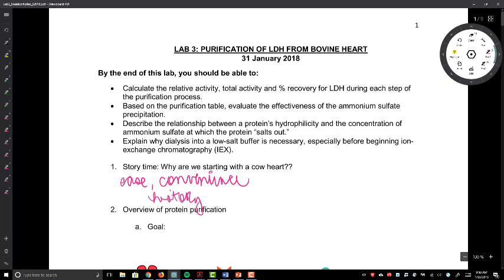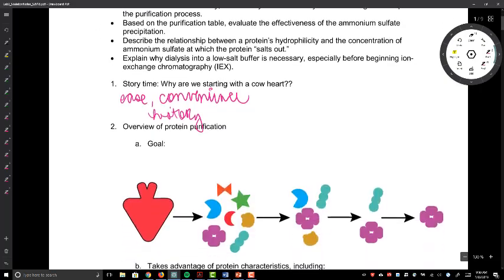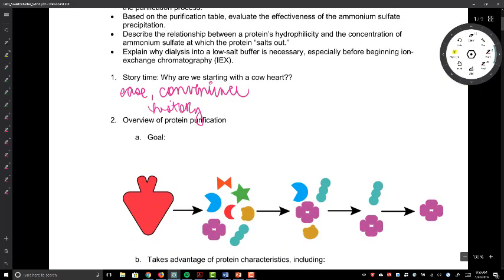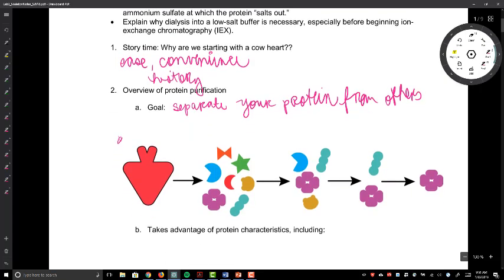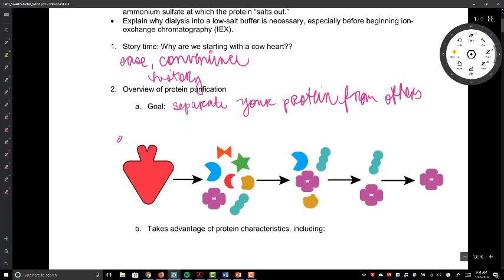All right, so I'm mentioning protein purification here, but a lot of you guys probably haven't had any experience purifying protein yet, and you're wondering, what does this mean? Well, the goal of protein purification is to separate your protein from all of the proteins that are in the sample. Because when I give you a cow heart, so like here, this is what we're starting out with, you don't just get a pure sample of LDH hanging out in that heart.